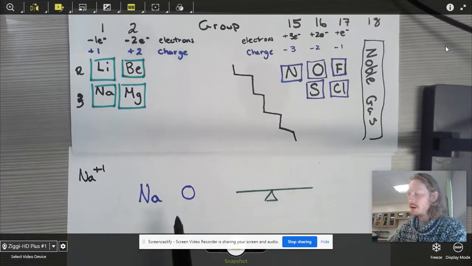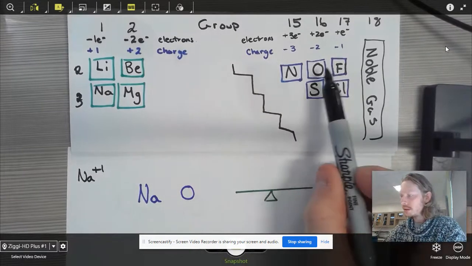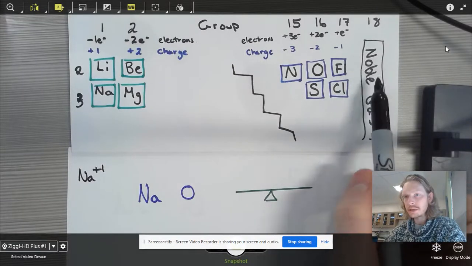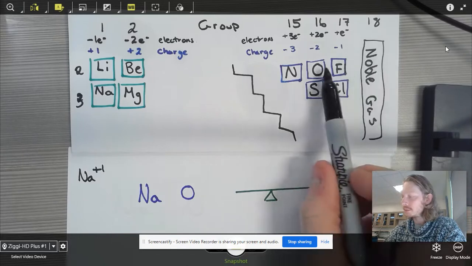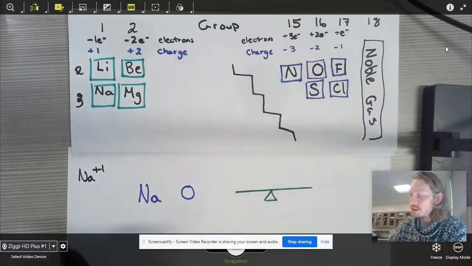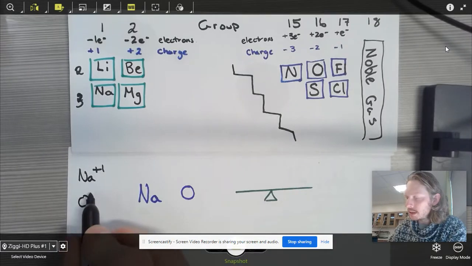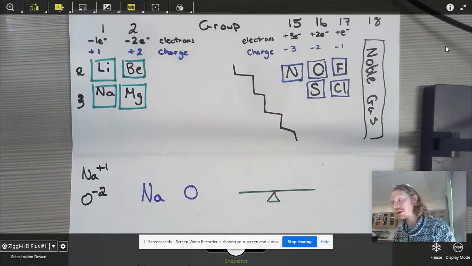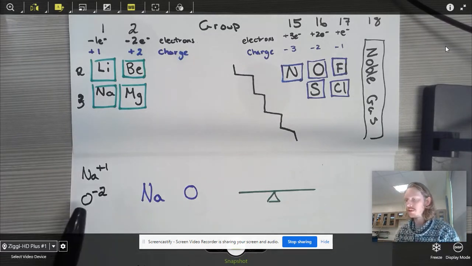Okay, oxygen, on the other hand, on this side, it's actually going to gain electrons to become stable like the noble gases in group 18. So it's going to gain 1, 2 electrons. So oxygen is actually going to be -2, right? You gain 2 negatives, you become 2 negative. Okay, so this is what we're going to use to try to balance, right?